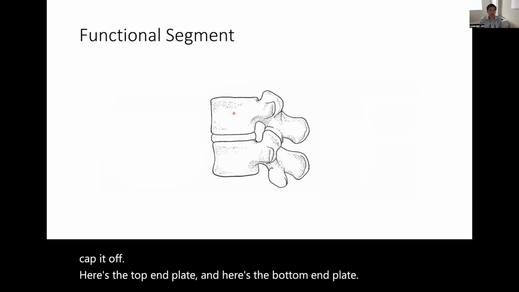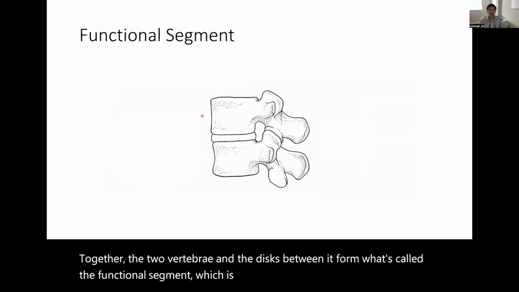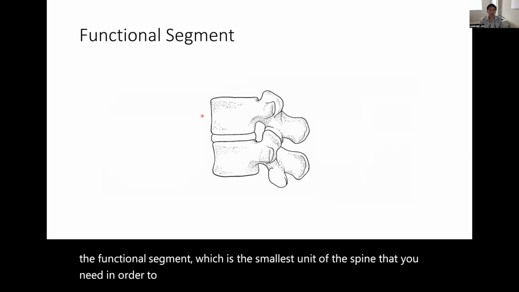Together, the 2 vertebrae and the disc between it form what's called the functional segment, which is the smallest unit of the spine that you need in order to understand movement, such as bending and twisting.